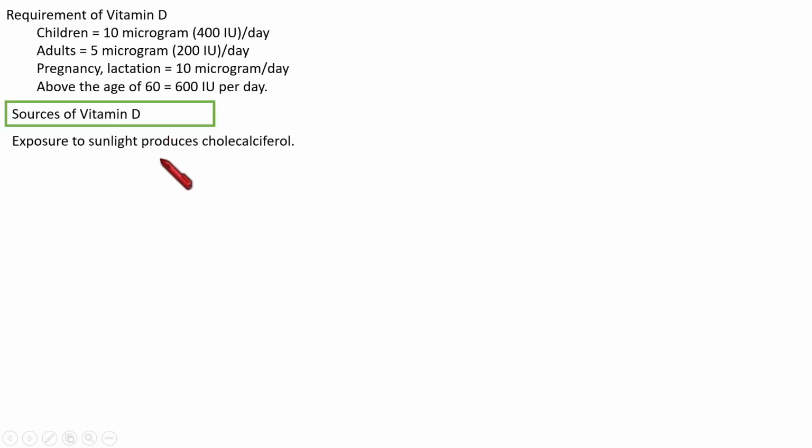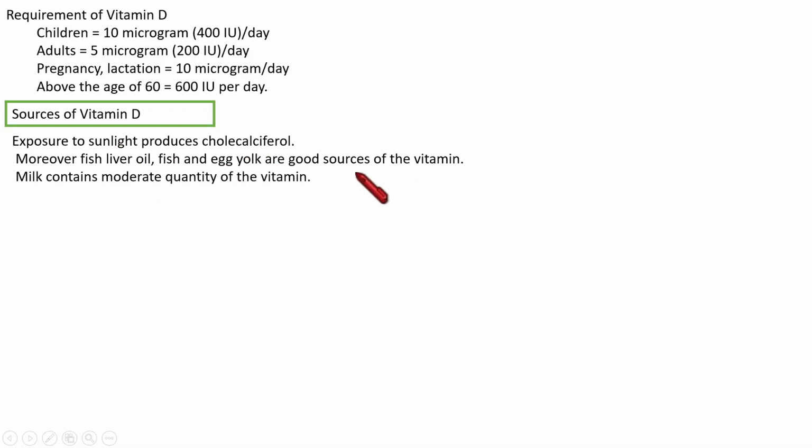Then, which are the sources of vitamin D? Surely, exposure to sunlight is the ultimate source of this vitamin D, or calciferol, and also from other external sources like fish liver oil and fish egg yolk. They are all good sources of the vitamin. Milk also contains a moderate quantity of the vitamin.